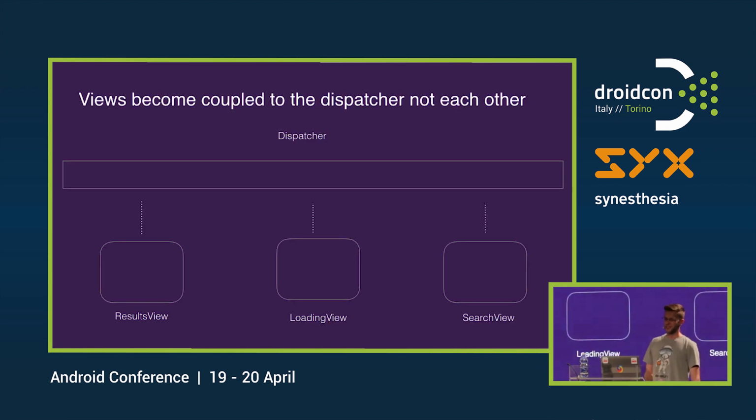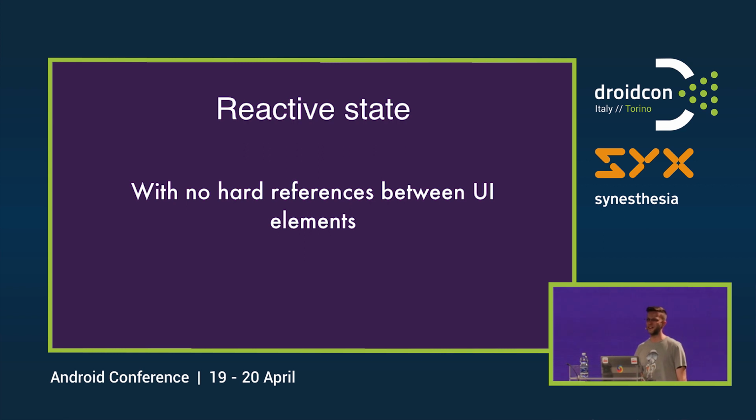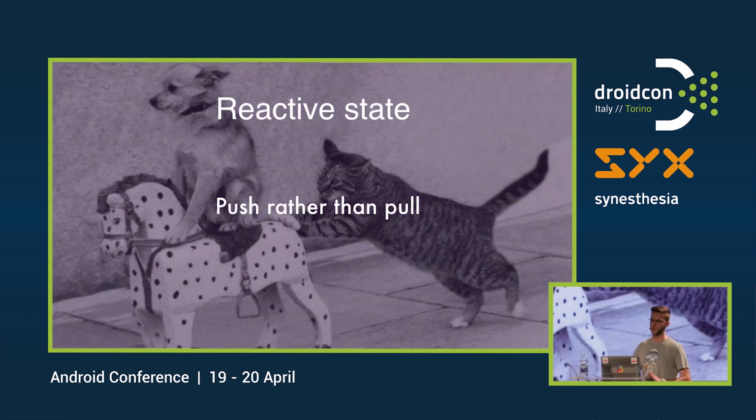OK. The reason we want to have this dispatcher is because we want to decouple all our views from each other. Our result view would only communicate with the dispatcher, similar for our loading view and our search view. This way, our UI can create new state, and our UI can react to new state. Think of it as a cycle. And we can have the cycle without having any hard references between our different UI elements.